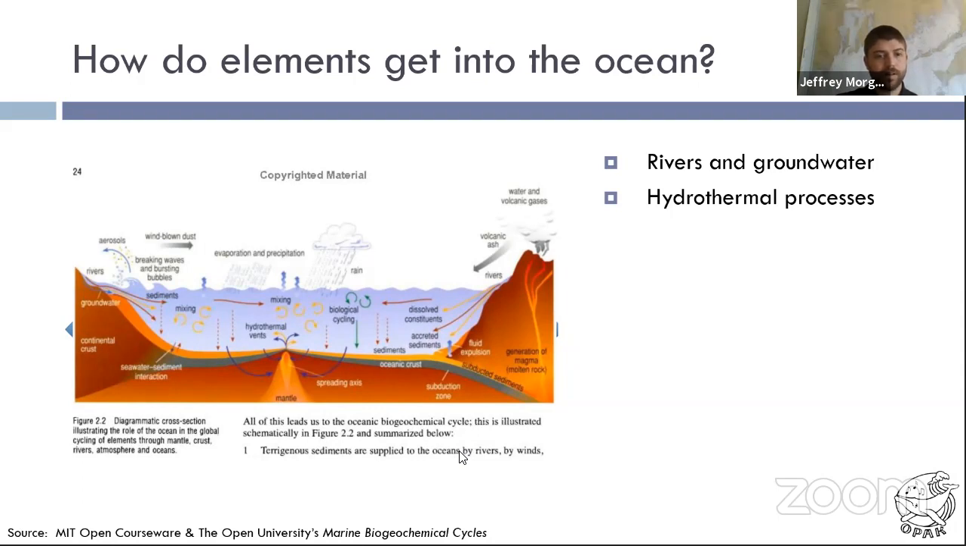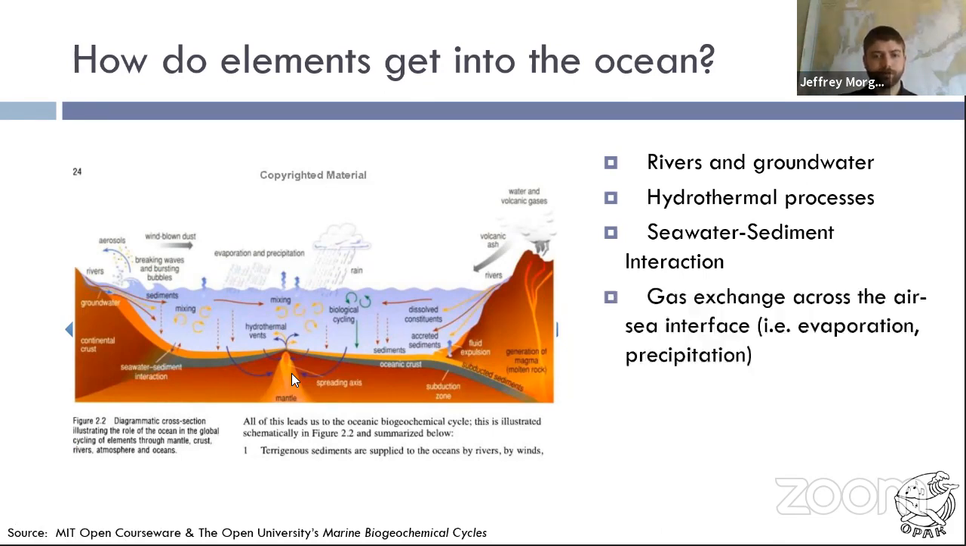We have hydrothermal processes, which if you're looking at the figure here, where it says mantle and hydrothermal vents in the middle of that figure, we have volcanic eruptions happening all the time at the bottom of the ocean, which are releasing nutrients that get mixed into the water. We have seawater and sediment interaction. So think about being at the beach and a wave hitting the beach, and you can see all of the sand getting churned up. We're always having sediment getting released back into the water column.